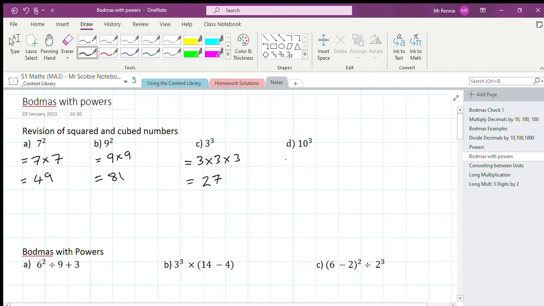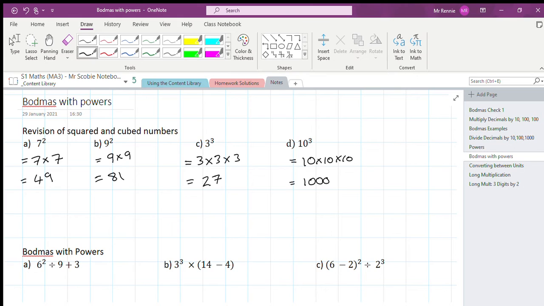Now 10 cubed again, that means 10 times 10 times 10, and that gives me the answer of 1000. 10 times 10 is 100, times it by another 10, we add another 0, we get 1000. So squared and cubed numbers work like that. We're going to need to use them as part of our questions today.